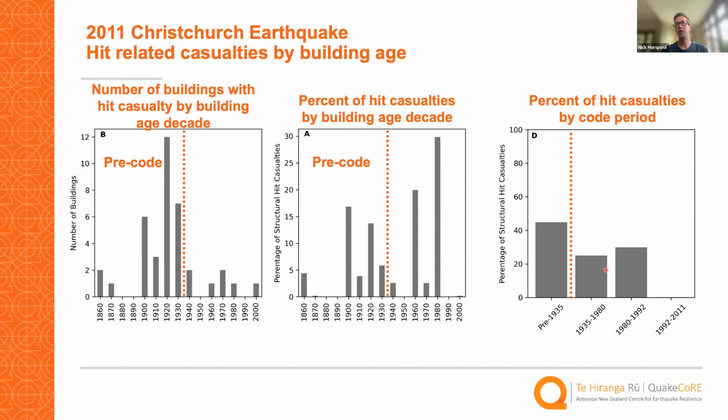And if we break that up into the different code periods, we can see that around 45% of hit-related casualties from structural causes were from pre-1935, but around 55% were for buildings that were built with code, either from the 1930s to 80s or 80s to 1990s. There was only one structurally hit-related casualty from a modern code building. So that really shows us that our current code, at least in the context of the Christchurch earthquake, is performing quite well.